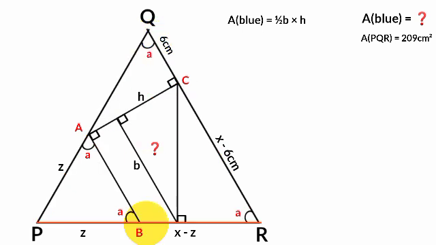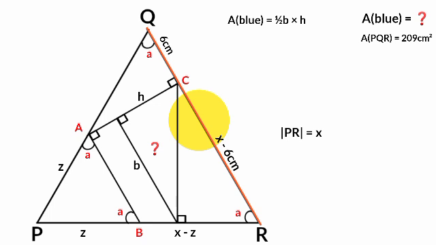Now look at this side PR. Its length is divided into two. That is this side which is Z and this side which is X minus Z. So the length of line PR is Z plus X minus Z. This Z cancels this minus Z. So line PR equal to X.